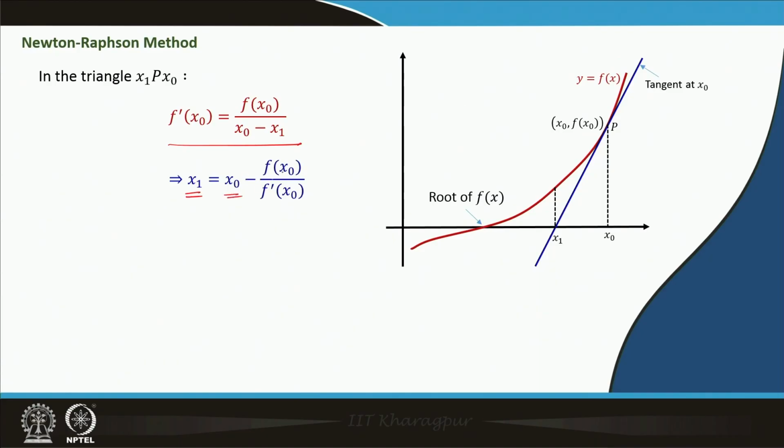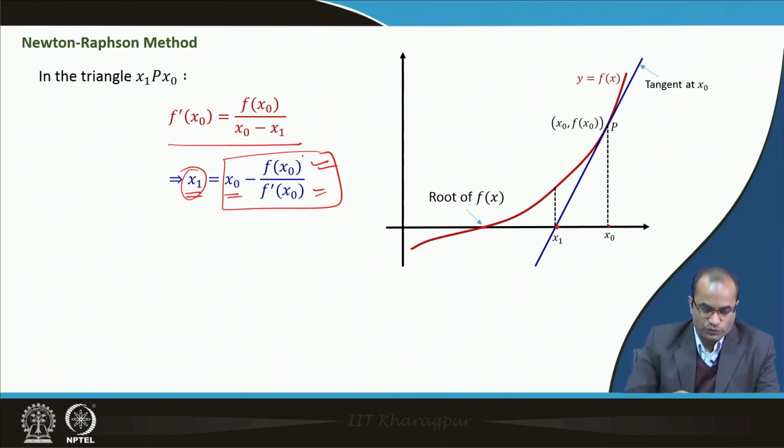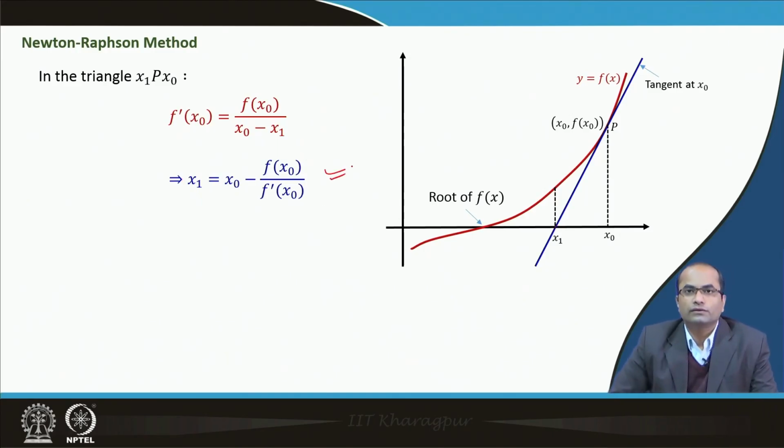we get x 1 equal to x naught minus f x naught divided by f prime x naught. So, if we start from this point x naught, we can determine this x 1, which is exactly where the tangent at x naught meets the x axis. We want to go in this way to find the root of y equal to f x equal to 0. So, this x 1 we can obtain from the initial guess x naught using this formula. This is exactly the Newton-Raphson method.